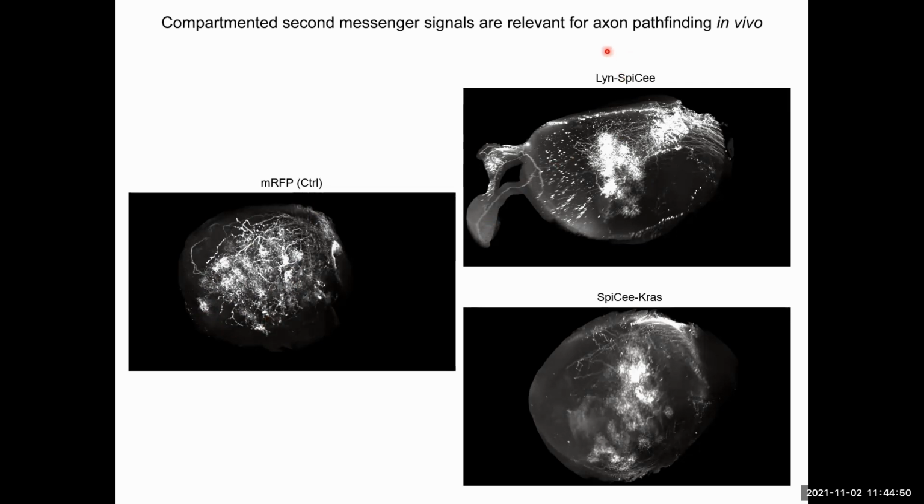When Lyn-SPICY, so blocking calcium in lipid raft, is expressed in retinal ganglion cell axons, there are axons that escape these terminal arbors, and we even find axons that go into the inferior colliculus, which is not a retinal ganglion cell axon target. And this is completely in line with the lipid raft localized signals that are important for the response to ephrins, which are guidance molecules important for the topographic mapping in the superior colliculus. Instead, with SPICY, so buffering calcium outside lipid raft, the animals expressing this construct didn't exhibit these exuberances.